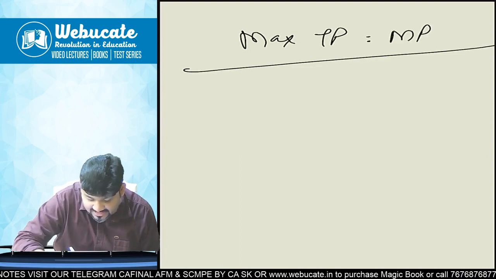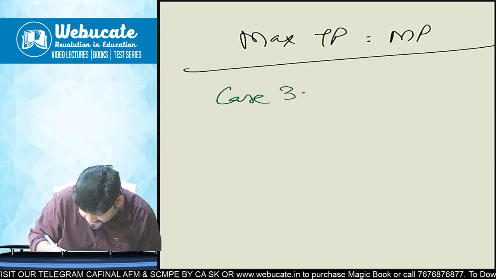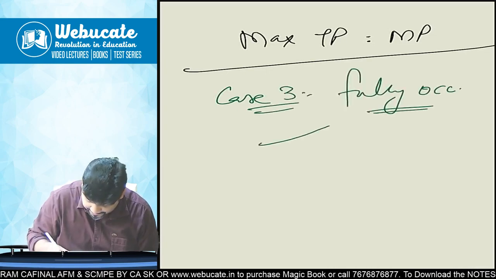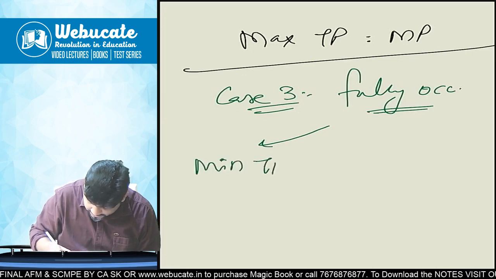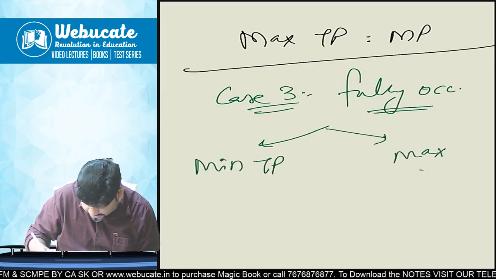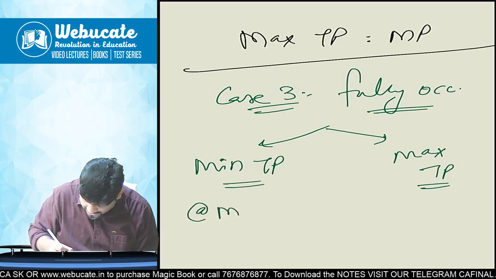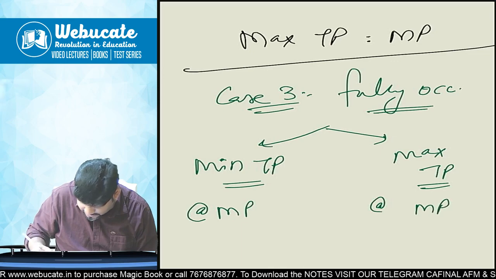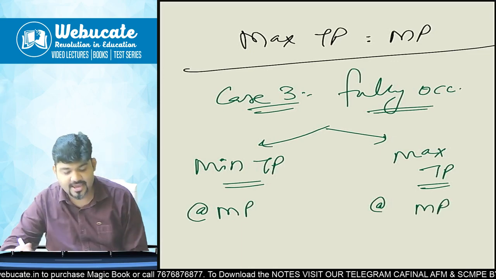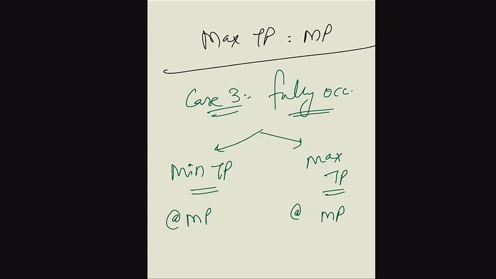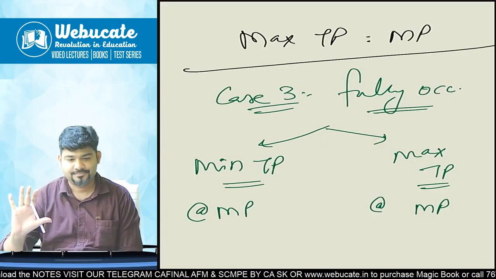And case 3, no prizes for guessing. Correct. If it is fully occupied, then minimum transfer price, maximum transfer price, both at market price. Everybody, any questions, any doubts? Yes, so I think so far, so good.